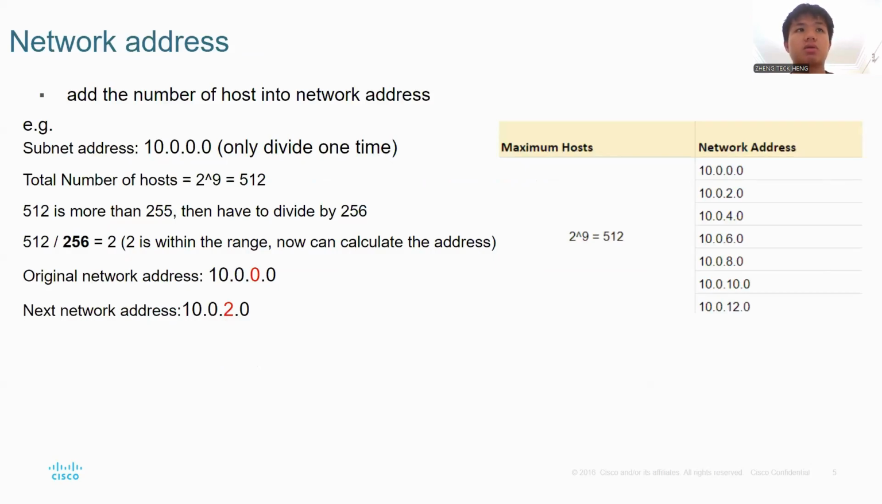After that, to find the network address, you should add the number of hosts to the network address. Here we already know the total number of hosts is 512. We cannot directly apply the 512 to the network address because 512 is more than 255. You have to divide by 256. After dividing by 256, you get 2. 2 is within the range, so you can add the 2 to the second-last place. If you divide only one time, you add the number of hosts to the second place. If you divide 2 times, you add the number of hosts here.